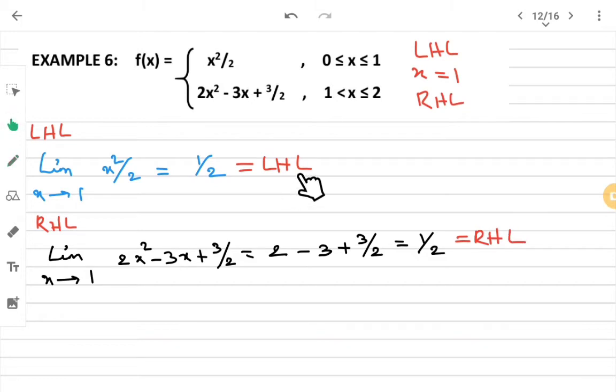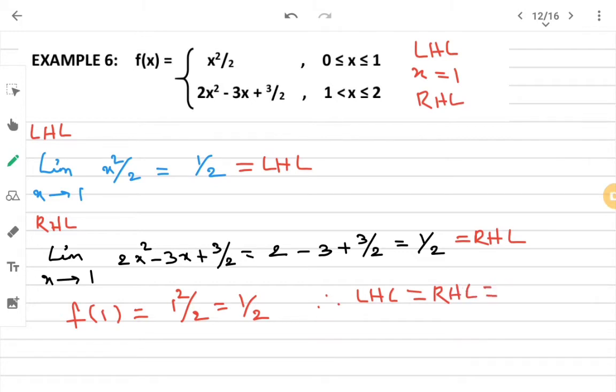Now you can see both the LHL value and RHL value are 1 by 2. Therefore, I am going to find f of 1. Which equation do I have to take for f of 1? Here they have given x less than or equal to 1, so I need to take this equation. So f of 1 is nothing but 1 square by 2, that is 1 by 2. Therefore, the f of 1 value is also 1 by 2. It shows that LHL is equal to RHL is equal to f of 1, and therefore the function is a continuous function. Okay, this is type 2. Type 2 means a separate equation is given for the left hand side as well as for the right hand side.